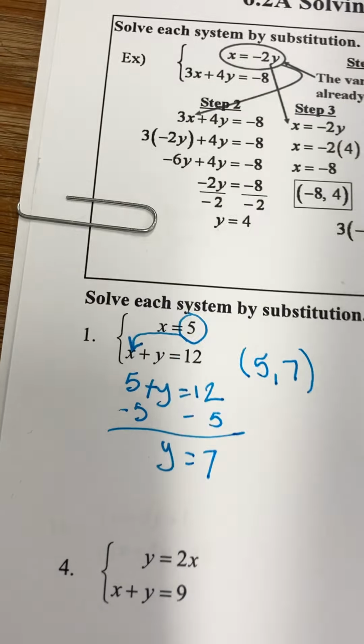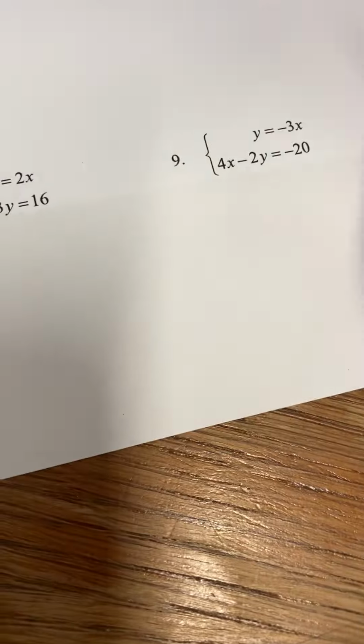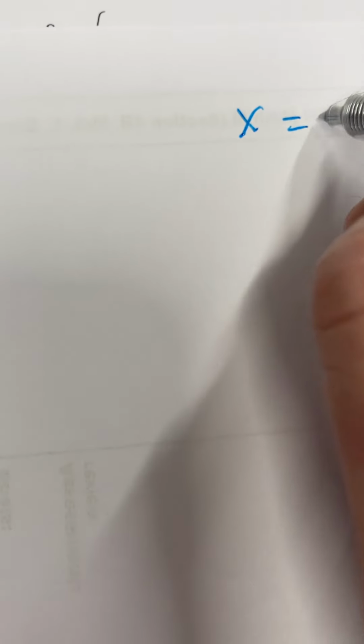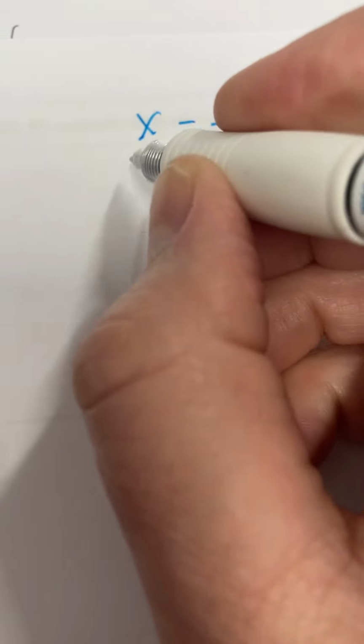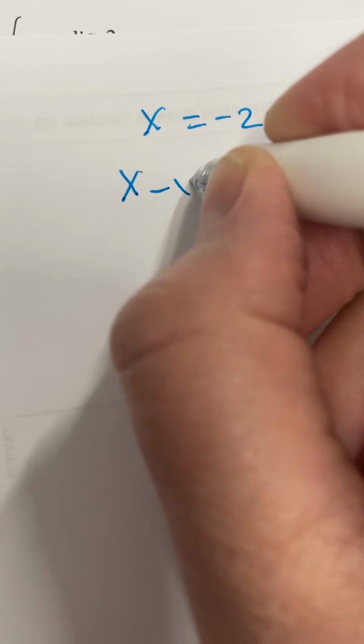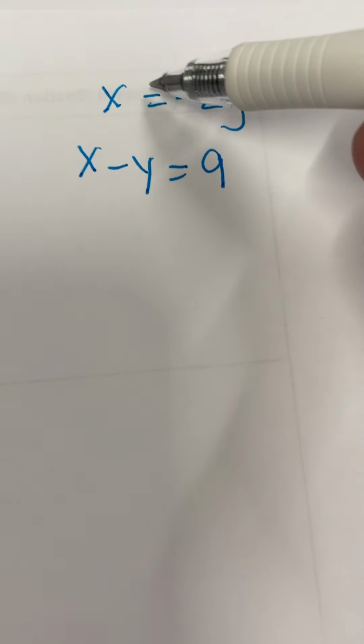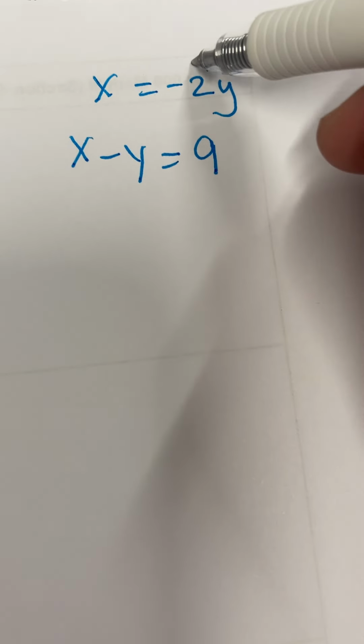Here, I'll just work on the back of this one. Okay, I'm just going to write out a few problems, and I'm going to show you how to solve this. So the first one I want you to write on your paper is x is equal to negative 2y. And then we're going to write x minus y is equal to 9. All right, so step number one, do we have a variable by itself? We do. It's this x. So you're going to circle this.